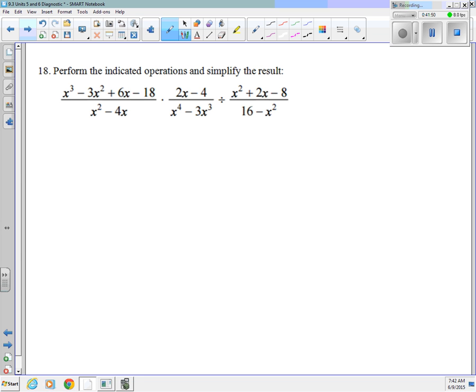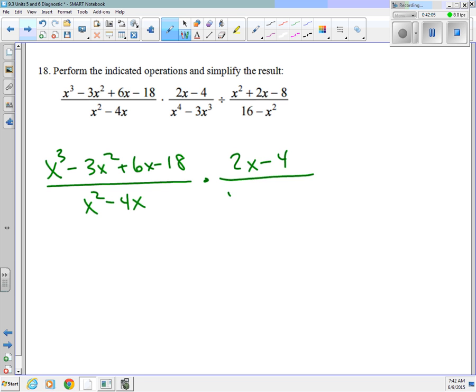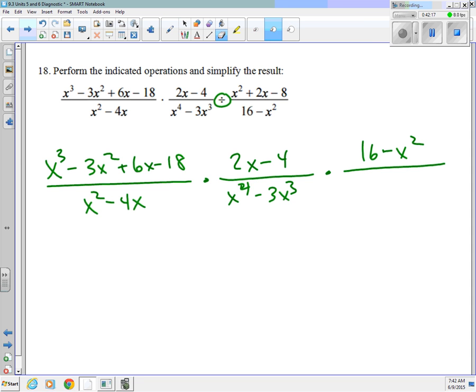So we're performing the indicated operations and simplifying the result. So I have, first thing I'm going to do here, write this out. So multiplying fractions is good to go. So I'm going to write that out. And then I'm dividing here. So I'm going to multiply by the reciprocal, which is 16 minus x squared over x squared plus 2x minus 8. Now, when I look at this, really what I have to do is factor and cancel.